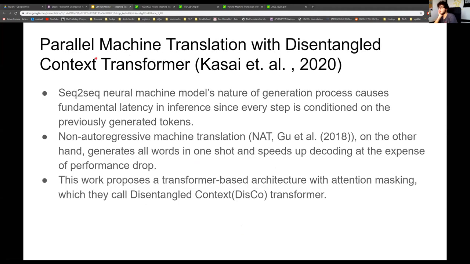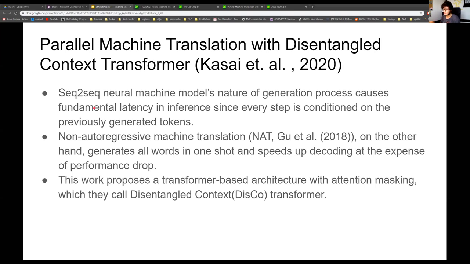Yeah. So this paper is an approach that uses the transformer architecture. Their motivation in trying transformers in machine translation is that sequence to sequence models have a fundamental latency problem, since at every step you have to look at the previously generated tokens. Whereas non-autoregressive machine translation, like transformers, generates all words in one shot and speeds up decoding, at the expense of a performance drop, for sure. But this work tries to both secure that performance and also speed up the training and inference part.